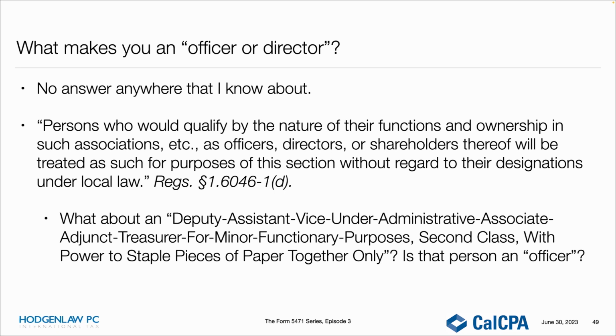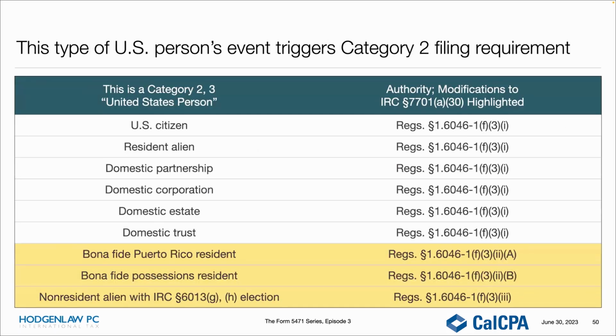Director seems to be pretty self-evident because all corporations have boards of directors. Again, the U.S. person, this is the person who's acquiring stock, has these 3 additional elements in addition to the normal definition of what's a U.S. person.